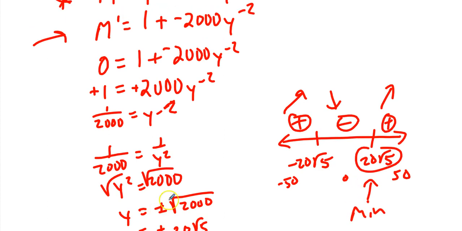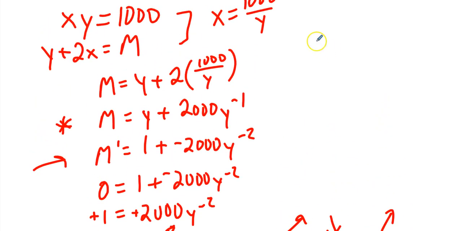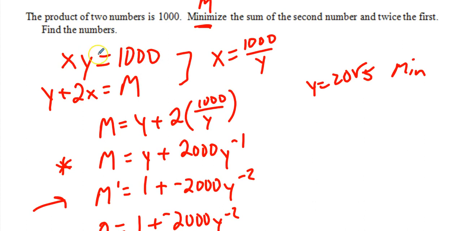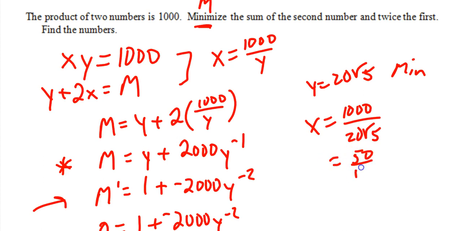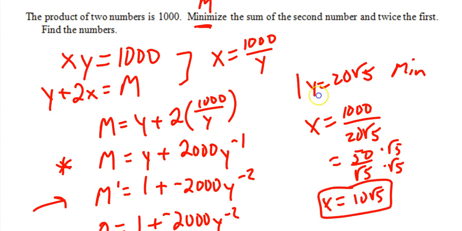So our y value would be positive 20 root 5 for our minimum. And then to find our x value, we can plug that into our equation here. So I'll use this one even, x equals 1,000 over 20 root 5. And we can reduce that. So we get that to be 50 over root 5. And then we can even rationalize the denominator. So we get that to be 10 root 5. So x equals 10 root 5, and y equals 20 root 5 is our minimum.